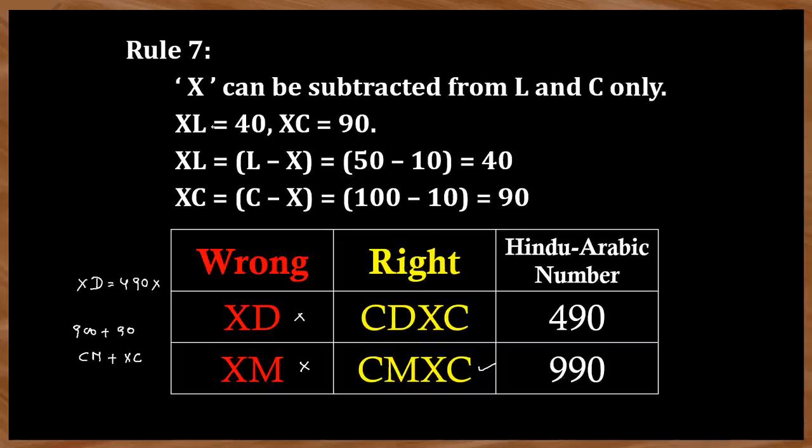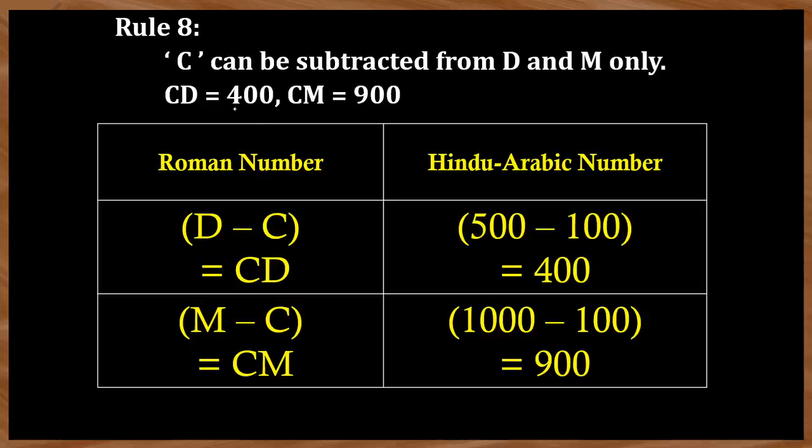If you want to subtract 1, you should subtract from 5 and 10 only. If you want to subtract 10, you should subtract from 50 and 100 only. That you have to remember. Next, subtraction of C. C can be subtracted from 500 and 1000 only. If you want to write 400, you can subtract 100 from 500, which gives 400. If you want to write 900, you have to subtract 100 from 1000 to write the 900, like this.